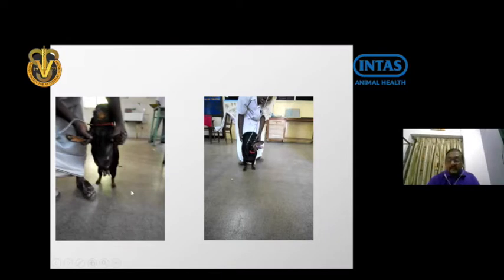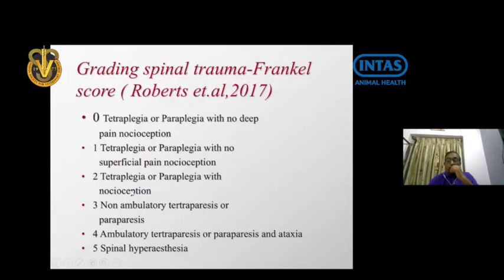Okay. So once I come to this, for academic cases, what I would try to do is use one of the gradings. There are lots of gradings available. There are two popular gradings. One is called the Griffith score. The other one is called the Frankel score. This has been adapted from humans. Now, this is the grading score they give you.